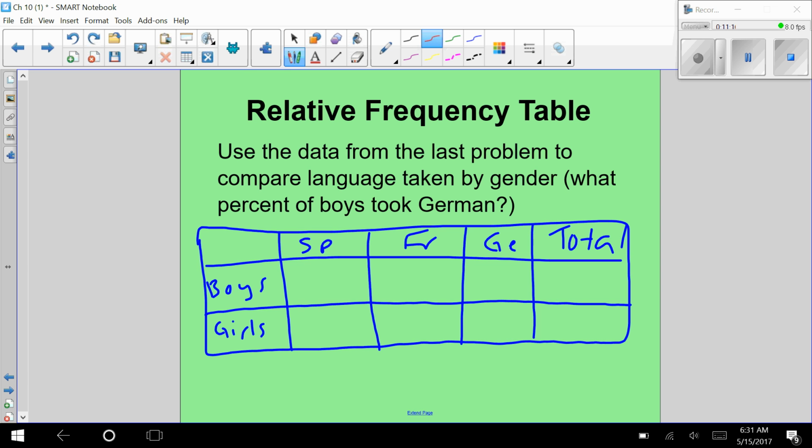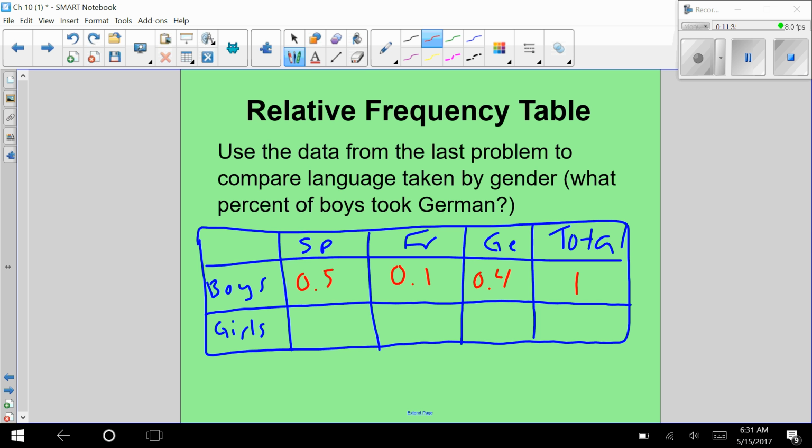So remember to fill in our boxes now. We take the number of boys that took Spanish divided by the total number of boys, which is 10 over 20, which gives me 0.5. For French, we do 2 over 20, which gives me 0.1. And German, we do 8 over 20, which gives me 0.4. And that should all total up to 1.